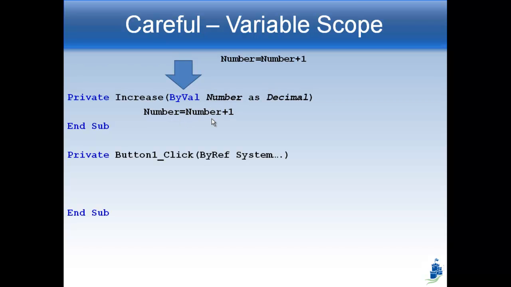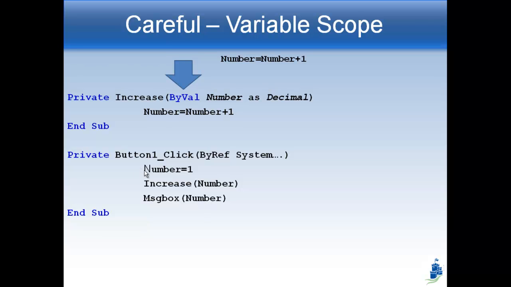Okay, so you would expect that if I went somewhere else and said, all right, I'm going to start by saying number is 1, and then I'm going to call this function and pass it the number argument. So we said number is 1 for starters, and then I'm saying, now throw that number 1 into my increase subroutine and show me what happens by saying message box number.